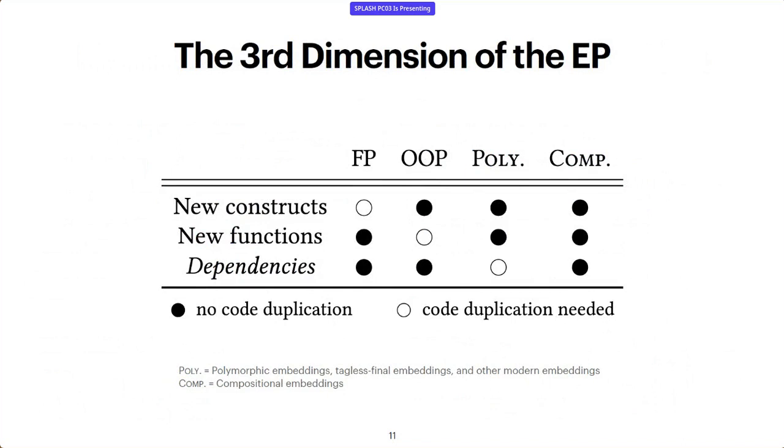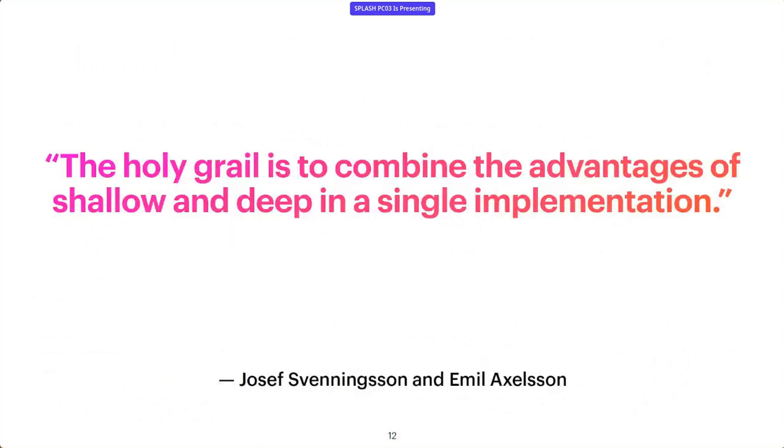Due to the importance of dependencies, we extend the expression problem with a third dimension. We call it dependencies here in the table. Although polymorphic embeddings and tagless final can handle the original two dimensions, they cannot handle the third dimension very naturally or modularly. And that's why we want to introduce our new embedding called compositional embedding. As Svenningsson and Axelsson said, the holy grail is to combine the advantages of shallow and deep in a single implementation.